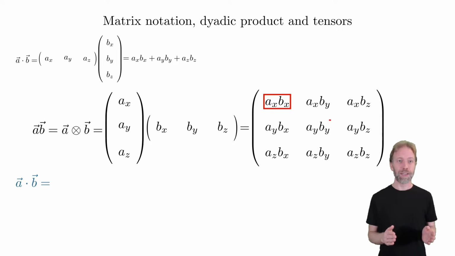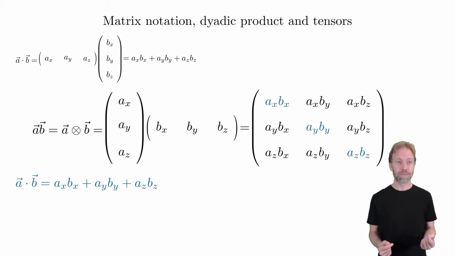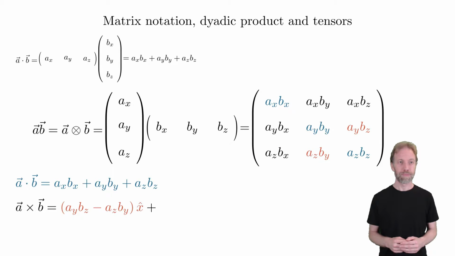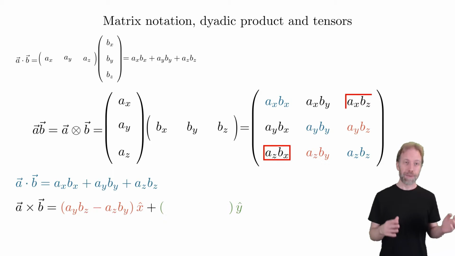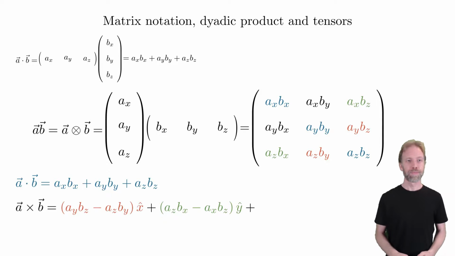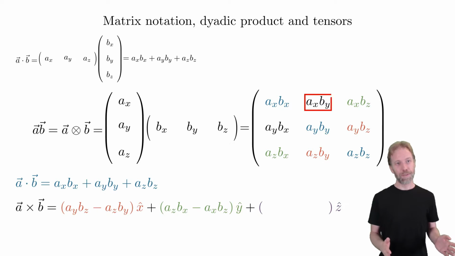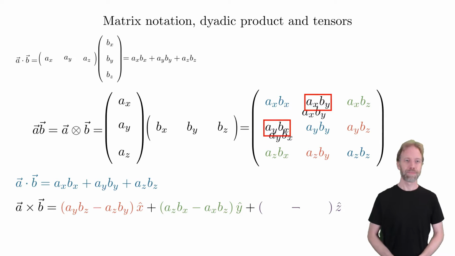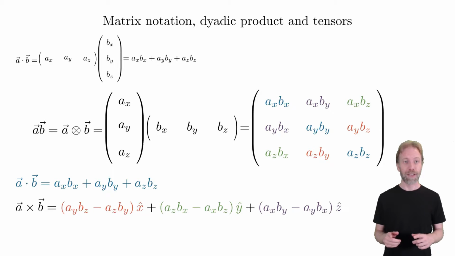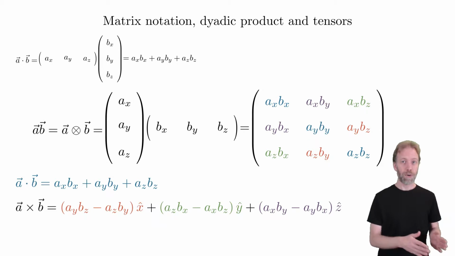Here we can see that the dot product is the sum of the diagonal elements of the dyadic product. For the cross product, the x direction is given by the difference between these two. The y component by the difference between these two. And the z component by these two. Hence, all elements from the dyadic product are present either in the dot product or in the cross product.